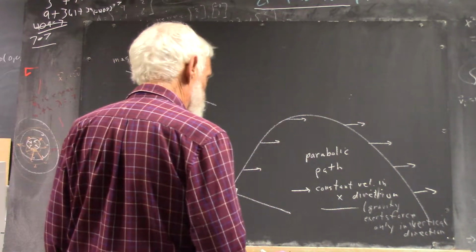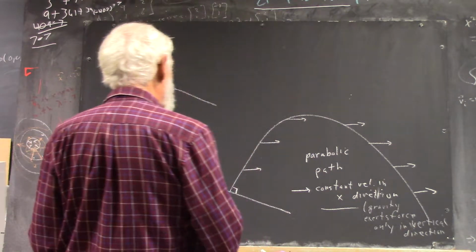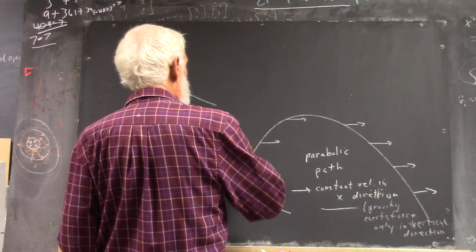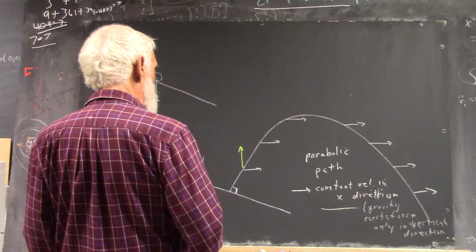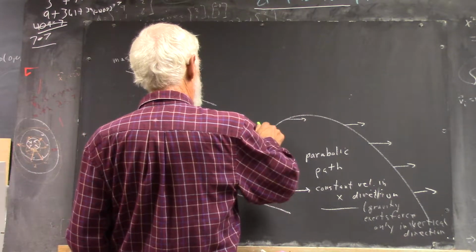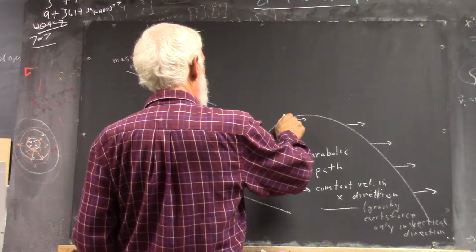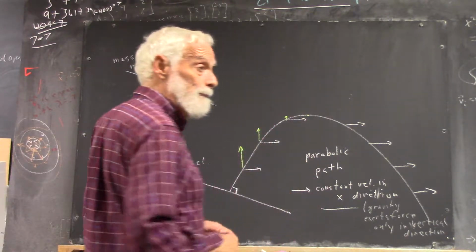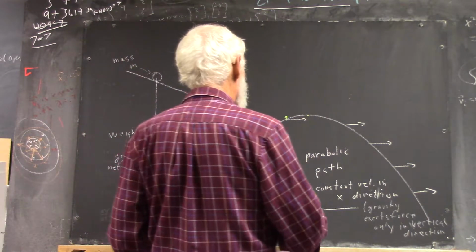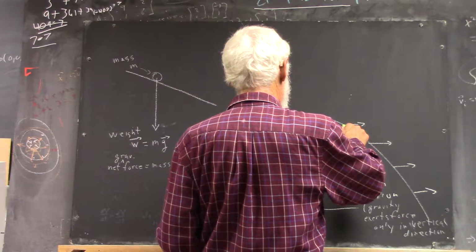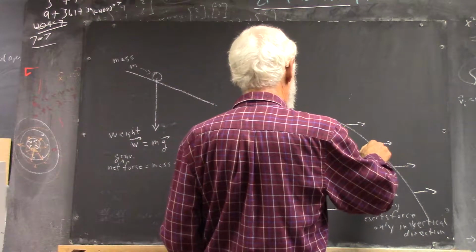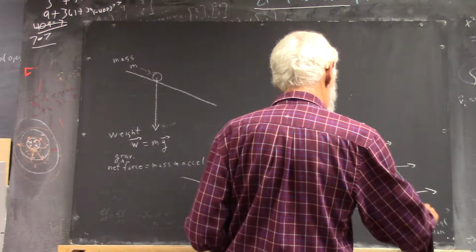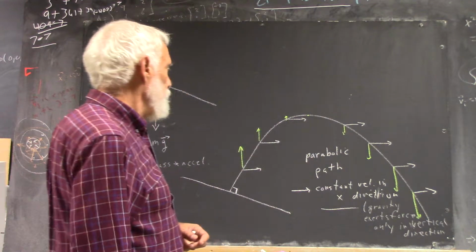Okay? So what happens is we start off with quite a bit of vertical speed, which decreases, reaches zero here, and then increases in the downward direction.